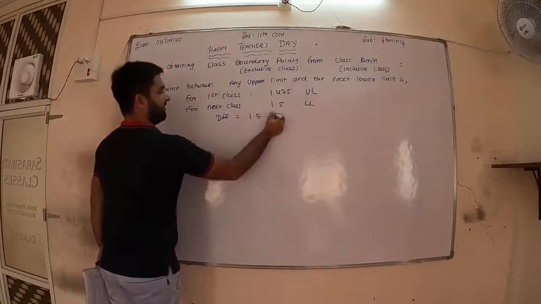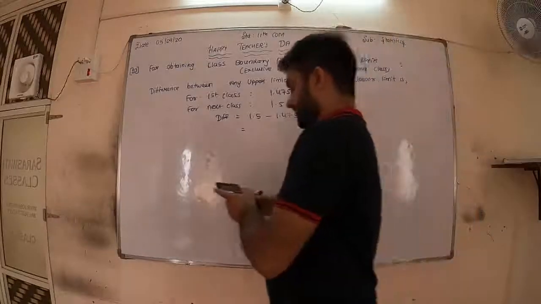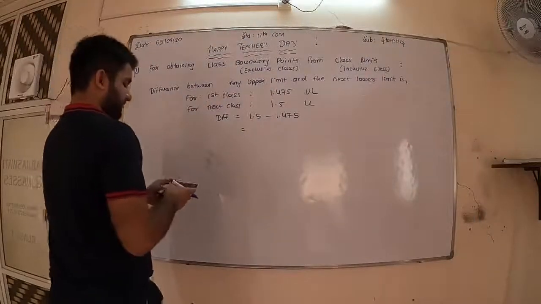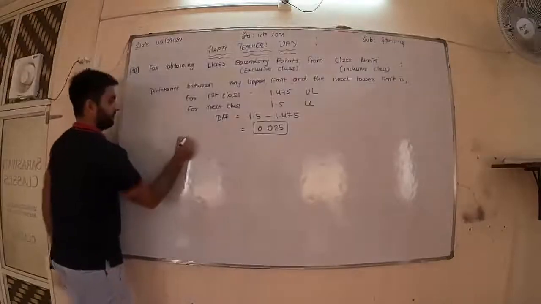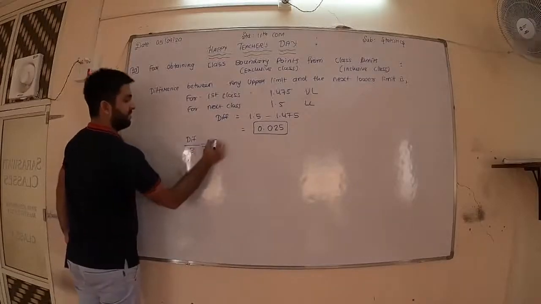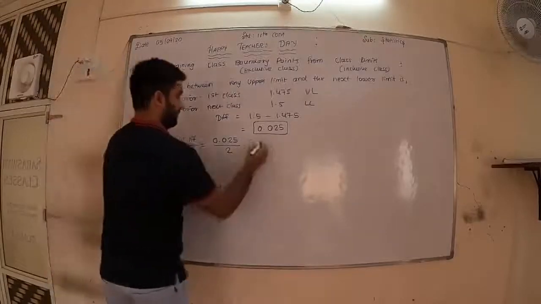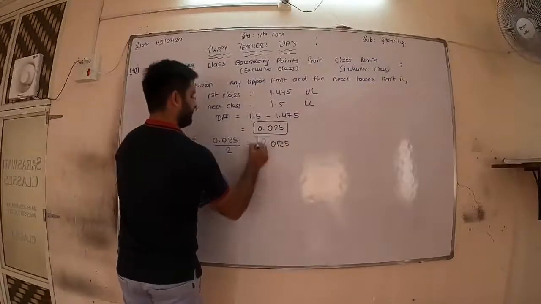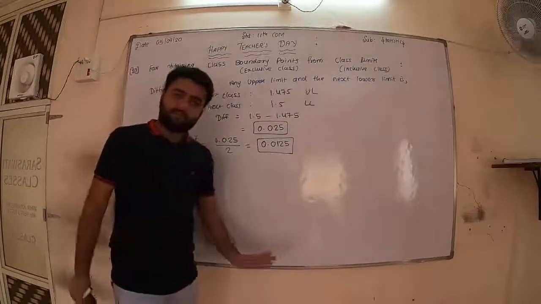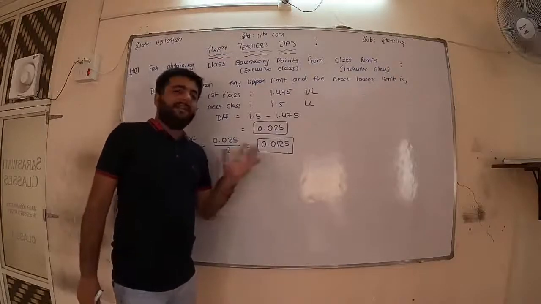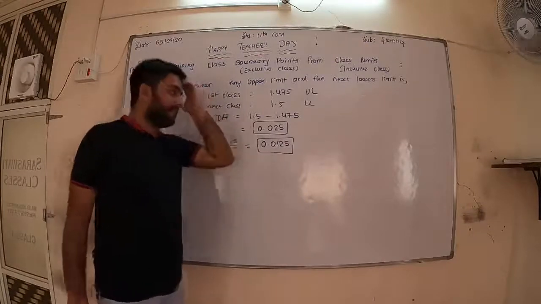Difference 1.5 minus 1.475. I may check it. If I am wrong, then okay, there will be a problem. 1.5 minus 1.475 is 0.025. Difference divided by 2, 0.025 divided by 2, 0.0125. Okay, so this 0.0125 should be added and should be subtracted. From lower limit it should be subtracted, from upper limit it should be added.